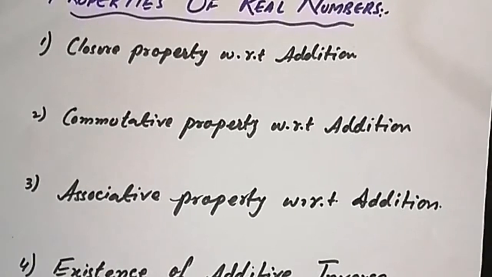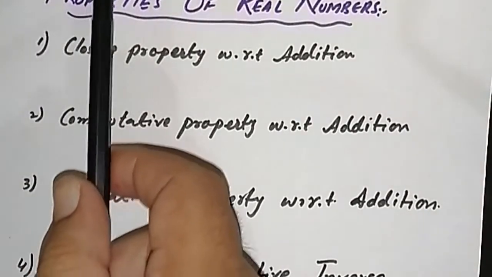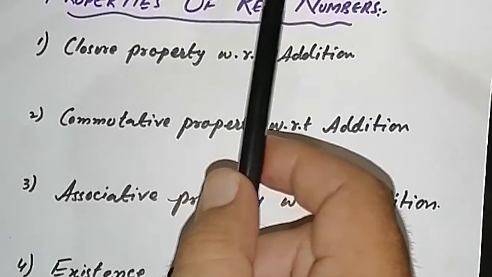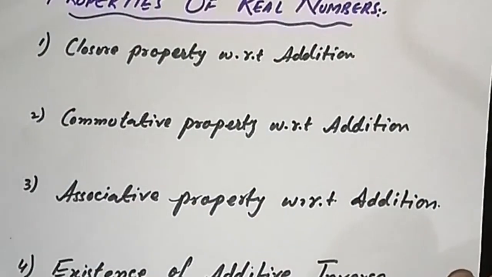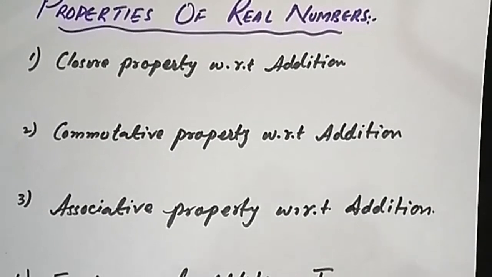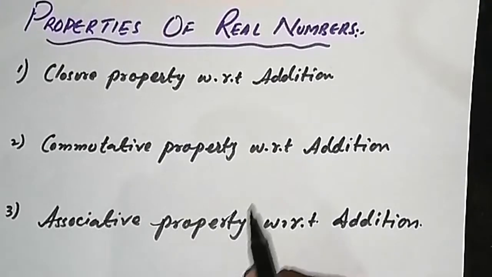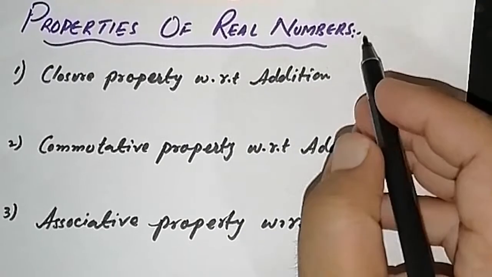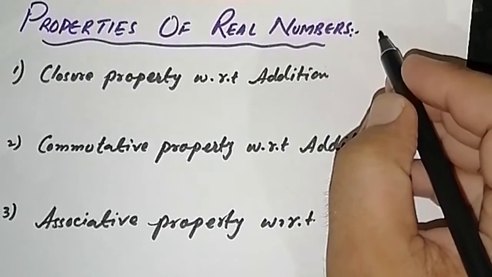We are starting chapter number 2 of maths of class 9. The name of the chapter is Real Numbers and Coordinate System. And the first topic of this chapter is Properties of Real Numbers. First, you have to know what real numbers are.